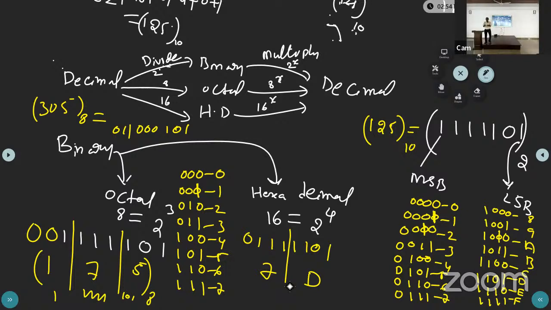Now, if you want to convert hexadecimal to binary, how to convert? Write each hexadecimal value in 4-bit format. D's equivalent 4-bit value is 1101, and 7 is 0111. Now you have to remember this 3-bit representation of the octal values and the 4-bit representation of hexadecimal values. You have to know that table. If you know that table, then it is easy.